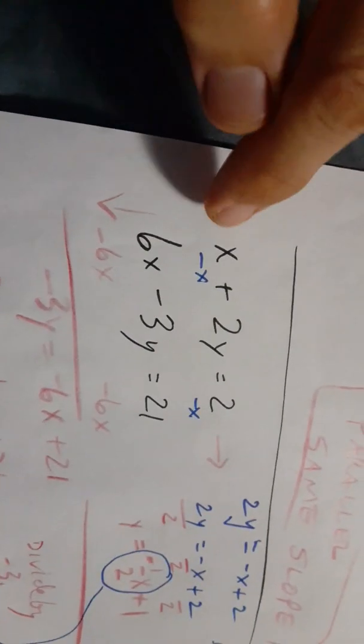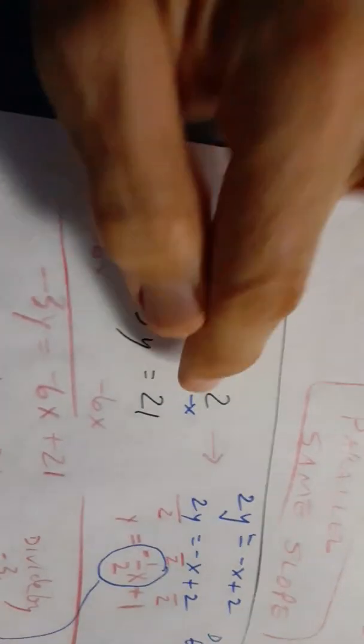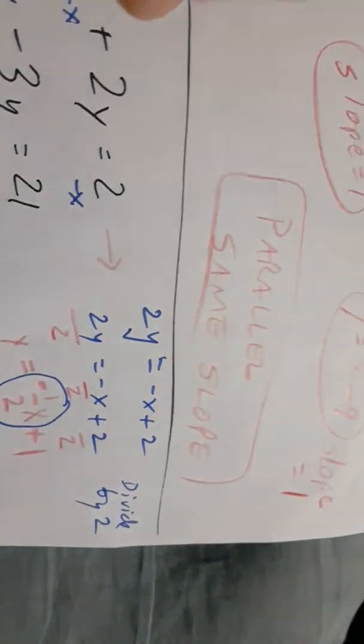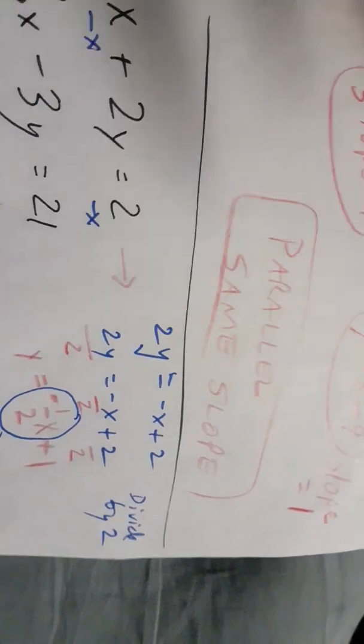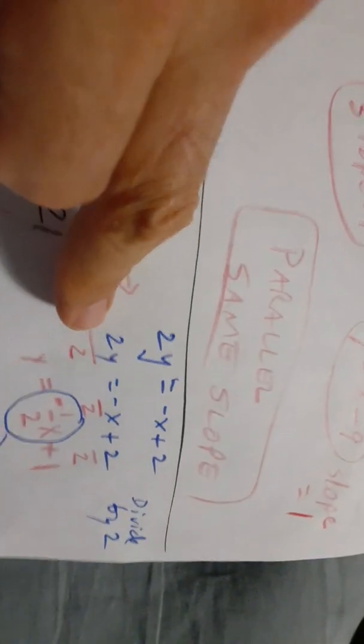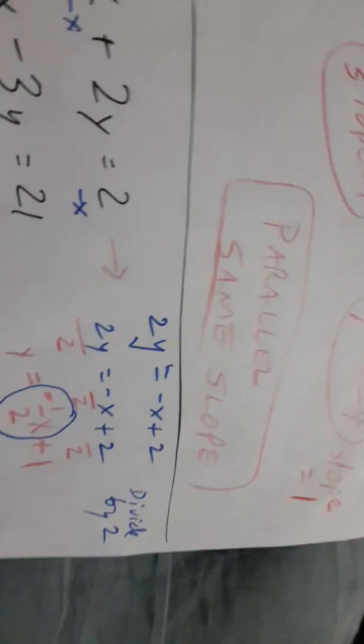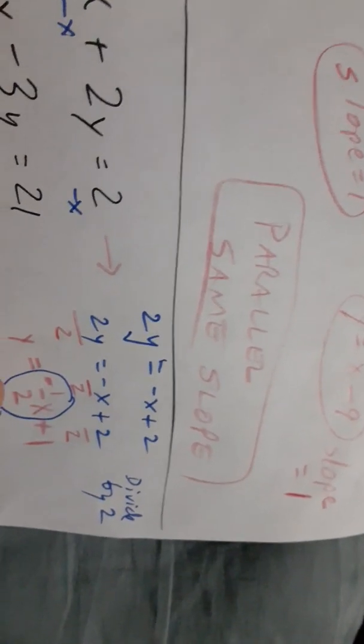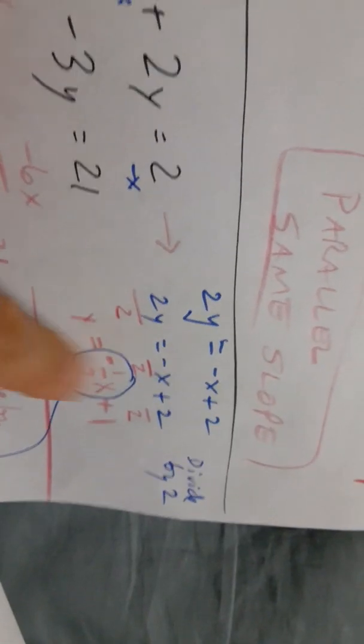So in the top one, I'm subtracting x, and then I have a 2y equals negative x plus 2. I'm going to divide by 2 all the way through, and get y equals negative a half x. Negative a half.